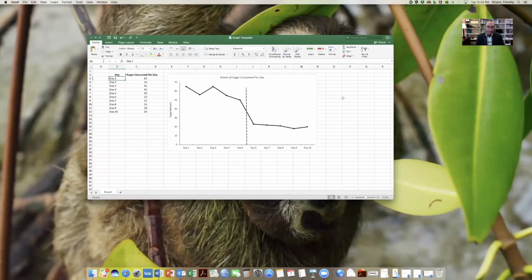So the way to evaluate these data and determine whether they support or fail to support the prediction is to simply visually inspect this graph. And there's two main things to look for here. First, is there a clear and notable change in the target behavior when the intervention is applied? And I think very clearly here, the answer to that question is yes. From day 5, no intervention, to day 6, intervention, there's a marked reduction in grams of sugar consumed per day.